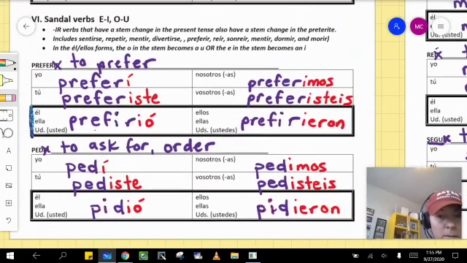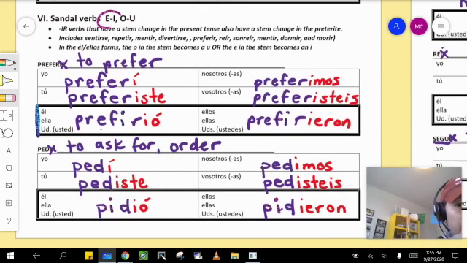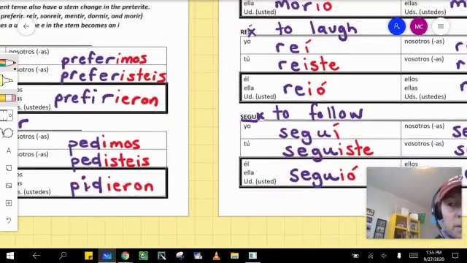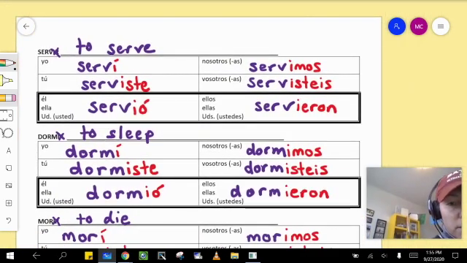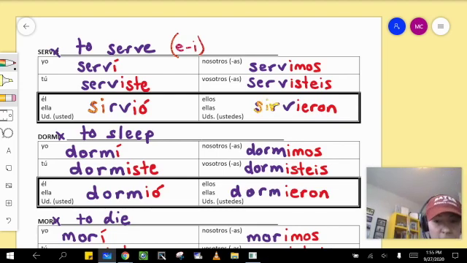Okay, those two are E to I's. Let's take another look. Up here, servir is also an E to I. So that means I'm going to look inside the box only, and that E converts to an I. So this becomes sirvió and sirvieron.